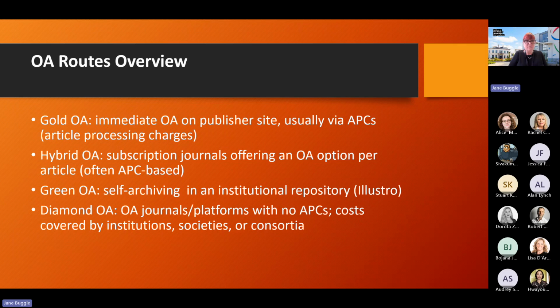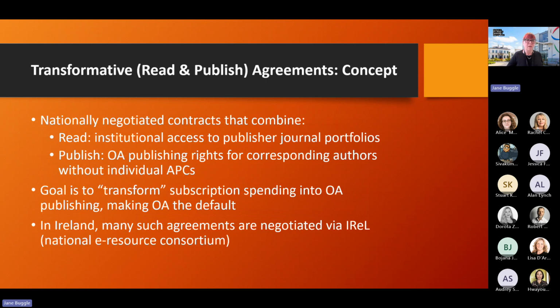Diamond OA is open access journals and platforms with no article processing charges. The charges in general are covered by institutions, by scholarly societies, or by consortia. And in fact, there's a new Diamond OA national platform being launched shortly.